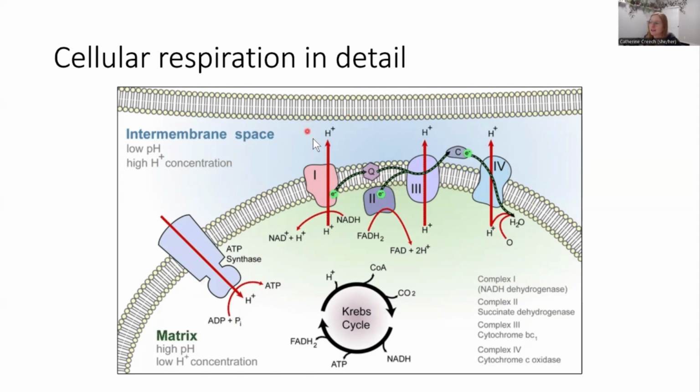So now that we've created this hydrogen gradient inside the inner membrane space, these crowded protons want to go back into the matrix. They're following their concentration gradient. And as they flow through ATP synthase, ADP is reduced into ATP, and we have produced energy that our cell can use. Here it's also showing the Krebs cycle.